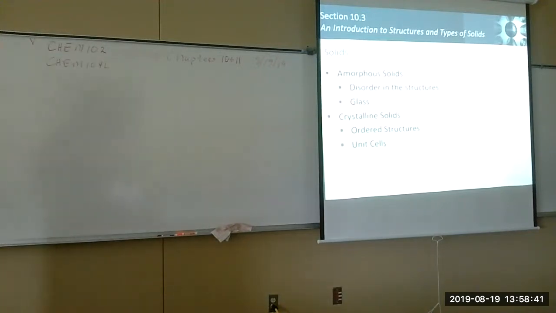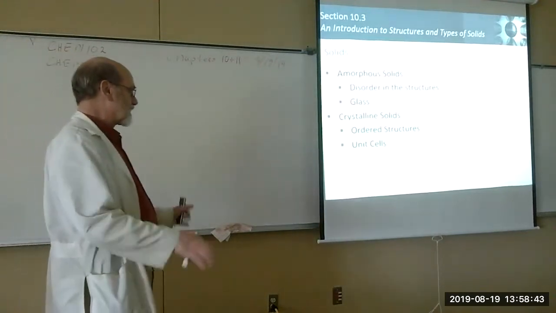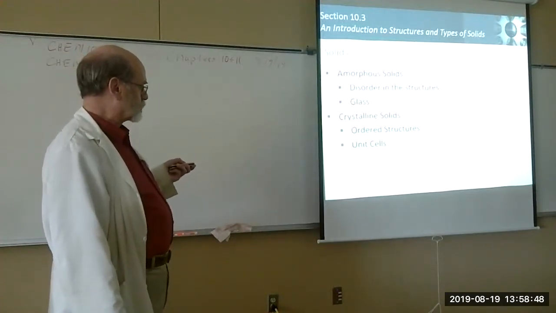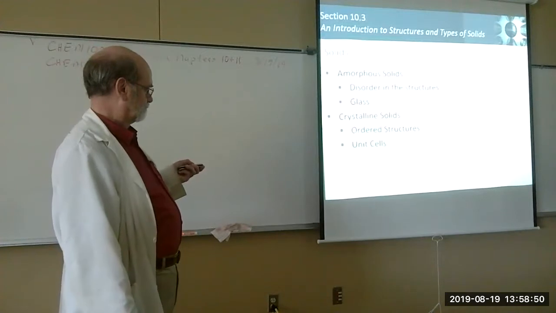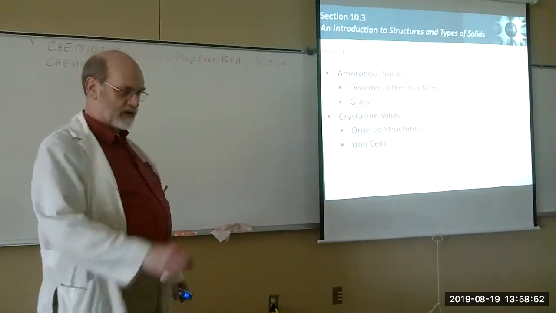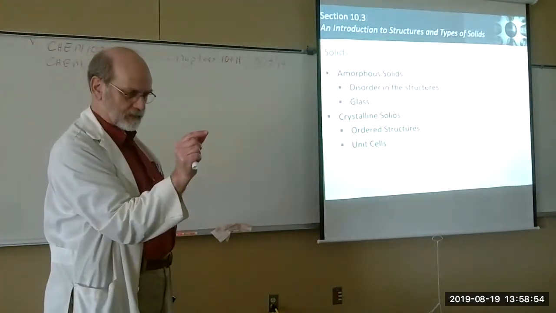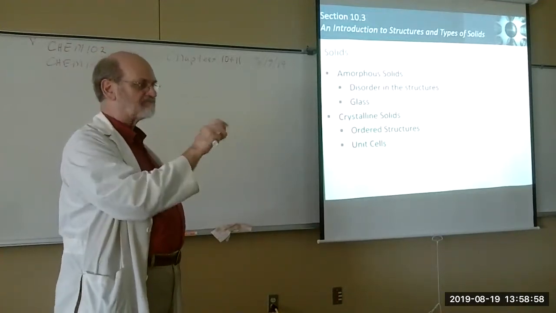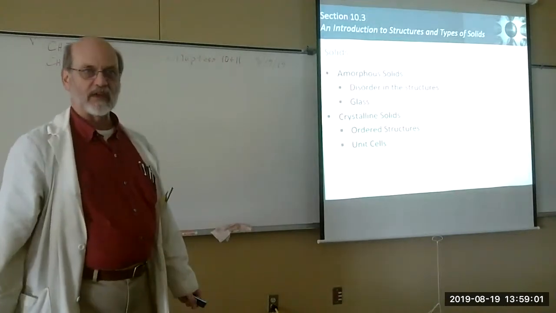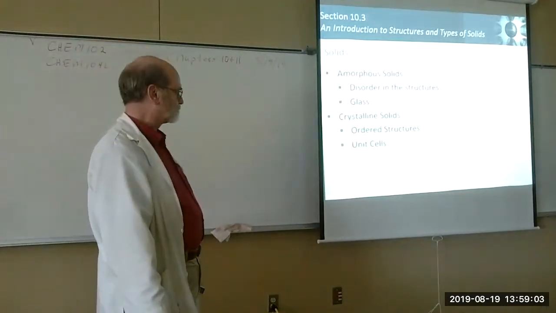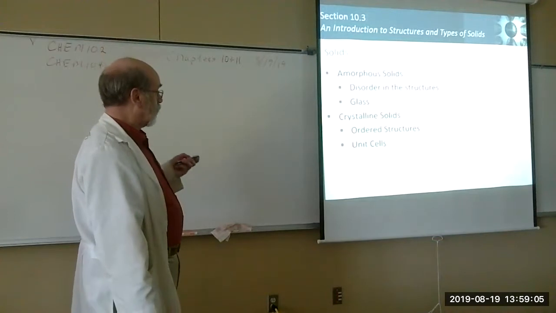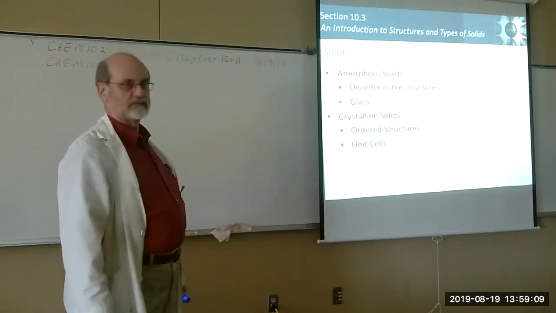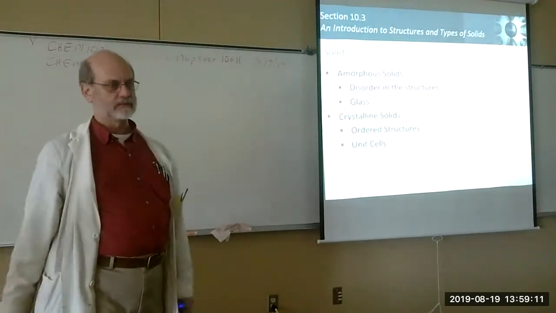And the difference between the two is very simple. Crystalline solids have an ordered structure. In other words, if you look at this part of the crystal and you see a regular order over here, you're going to see the same order in the other part of the crystal. Whereas amorphous solids have no order. Their structure is completely disordered.